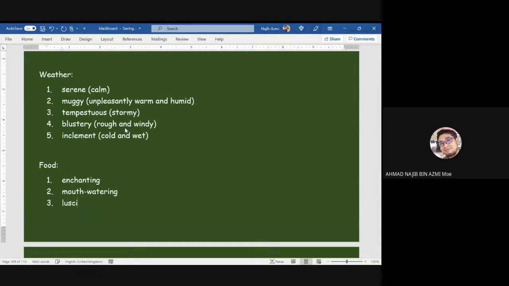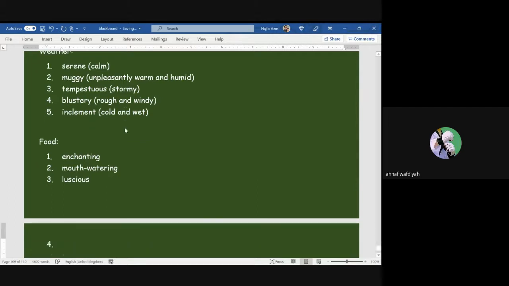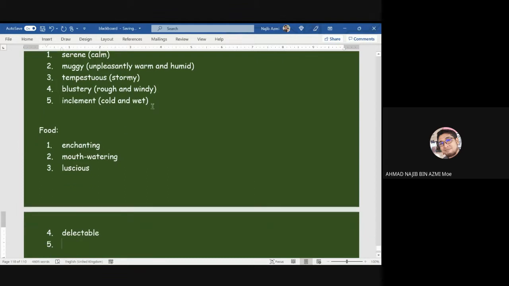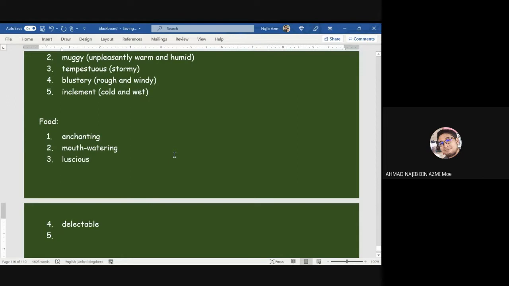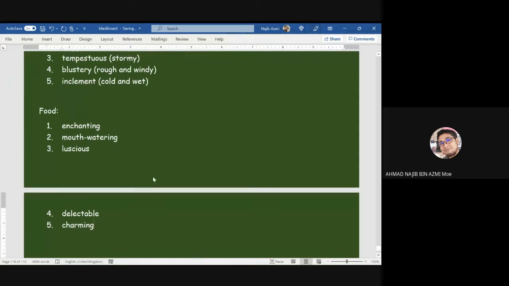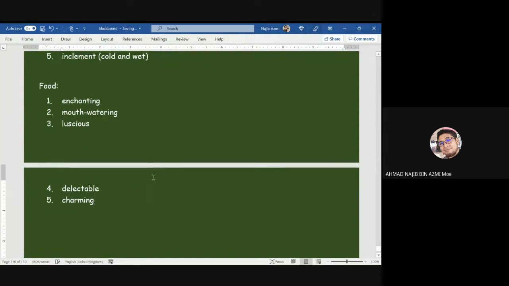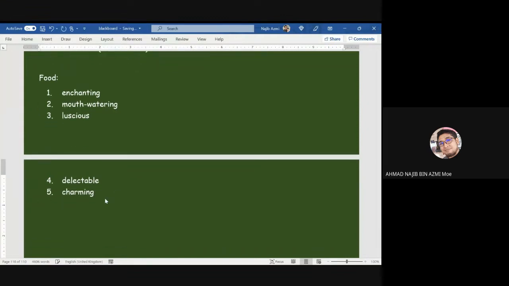Luscious. Delectable. And? One more. Last one. Charming. Charming food. I found it on Google. I just used it. Food is charming. Okay, so food is fairly easy, actually. All of these words basically mean delicious. Okay, thank you. That was fairly quick.